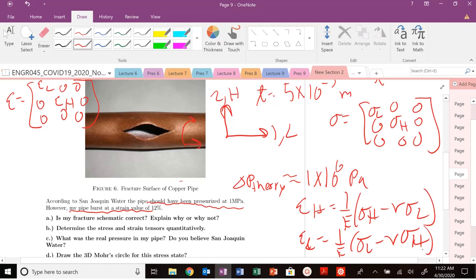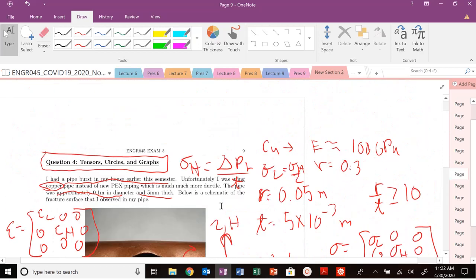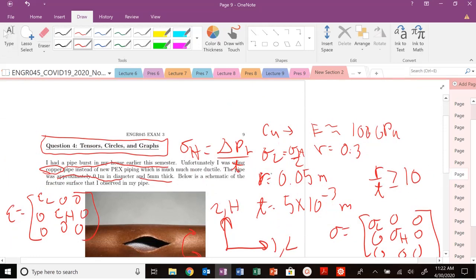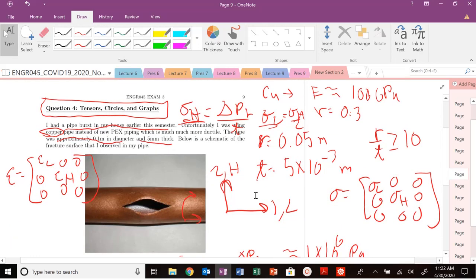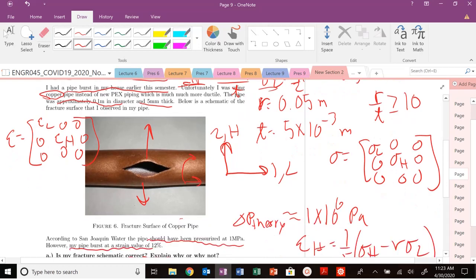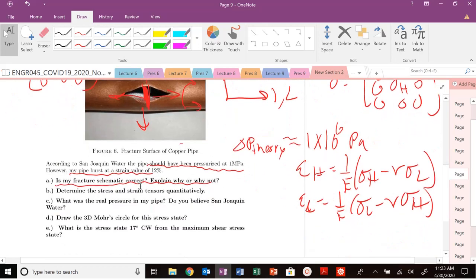So let's see what the first question is asking. Is my fracture schematic correct? Why or why not? We've just shown here that the hoop stress is twice as large as the longitudinal stress. So if I'm pulling in the hoop direction, which is basically pulling up like here and here, is our fracture schematic correct? Yeah, because if you're pulling a material here and here, it should fracture transversely. If the stress was larger pulling here and here, you'd see a fracture surface like this, basically perpendicular or transverse. So the fracture surface is correct, and that's the reason.